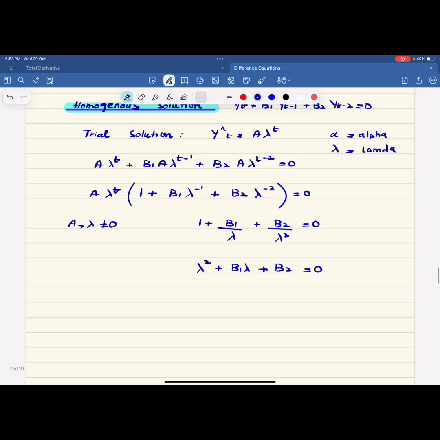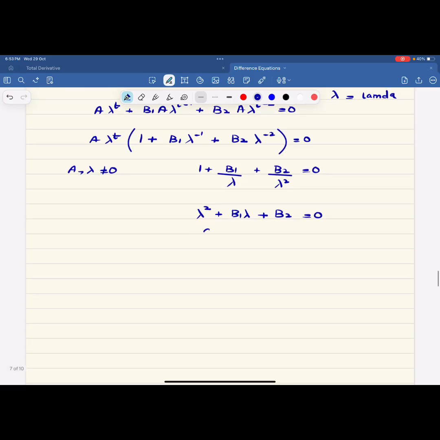Okay, at this point, this is a quadratic equation, right? So we can find the solution by using the formula x equals minus b plus or minus the square root of b squared minus 4ac, over 2a. So let's do that. It's going to be minus beta 1 plus or minus the square root of beta 1 squared minus 4, where the value of a is 1 and c is beta 2, over 2 into 1.